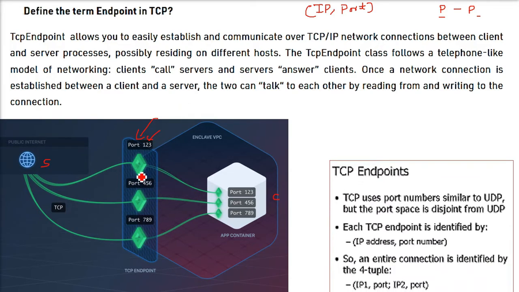TCP endpoints use port numbers similar to UDP, but the port space is disjoint from UDP in TCP endpoints. Each TCP endpoint is identified by an IP address and port number, which I just told you. So the entire connection will be IP and port for the server, IP and port for the client. It will be a 4-tuple.